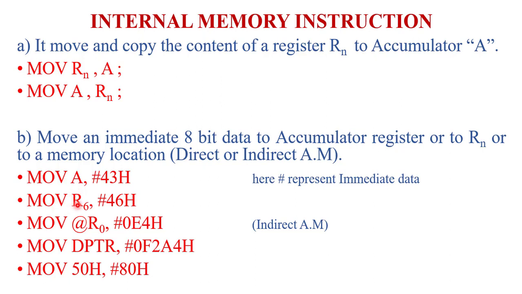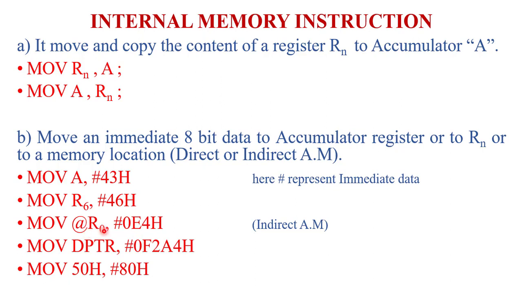Next is MOV R6, #46H. Here hash indicates this is an immediate data. So this instruction tells that move 46H data into the R6 register. These two are the example of direct addressing mode. And next is MOV @R0, #0E4H. Here hash represents this is an immediate data and @R0 represents this is an example of indirect addressing mode.